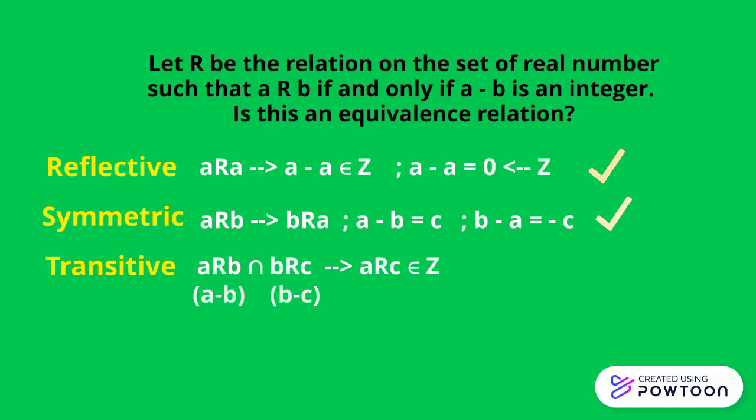Number 3. Transitive. A relation B and B relation C is equivalent to A relation C. Must be an integer. Since A relation B and B relation C is an integer, thus A relation C is also an integer. Thus it is transitive.